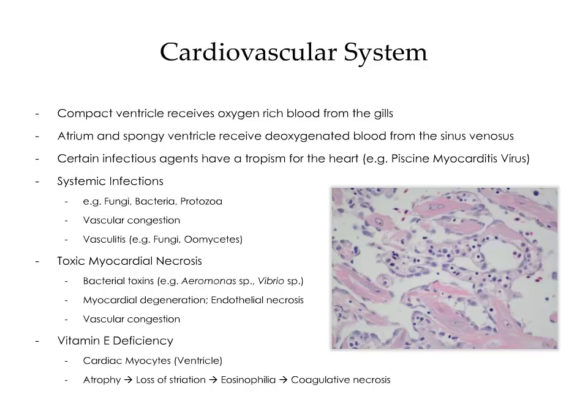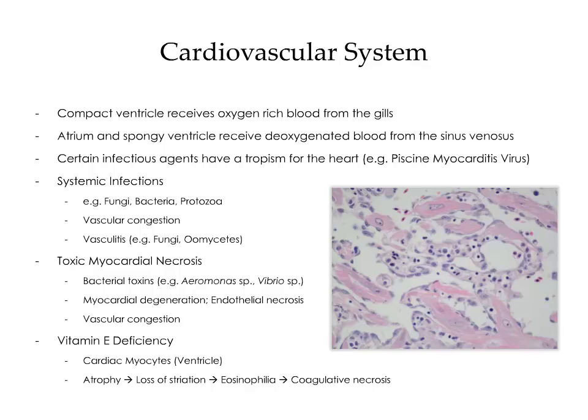Infection is associated with vascular congestion and vasculitis, particularly when the infection involves fungi and oomycetes, which have a tropism for vessels. Toxic myocardial necrosis is a condition that results from exposure to bacterial toxins. Examples include Aeromonas and Vibrio. The condition is characterized by myocardial degeneration and endothelial necrosis, with associated vascular congestion.